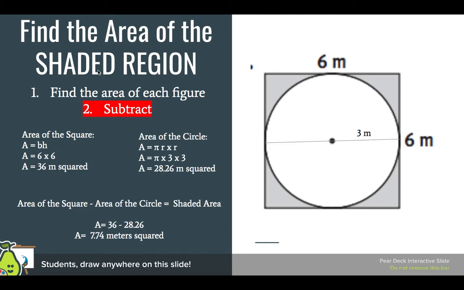Then, because it's a shaded region, you're going to subtract the area of the circle from the area of the square, because you want to know what these little pieces are that are on the outside of the object. So you take 36 and subtract the 28.26, and you end up with 7.74 meters squared. That represents what these little shaded regions off to the side are.